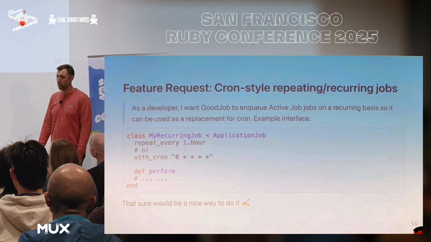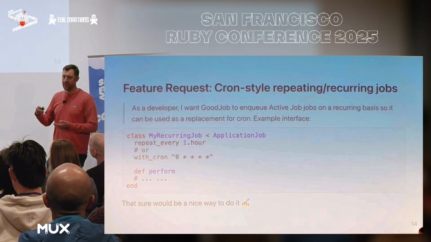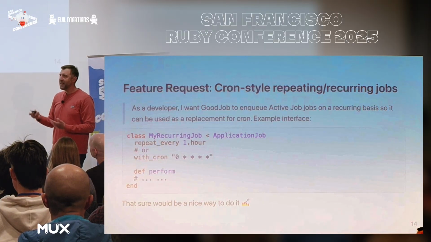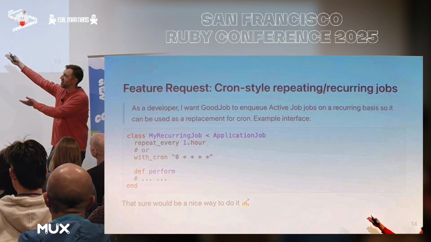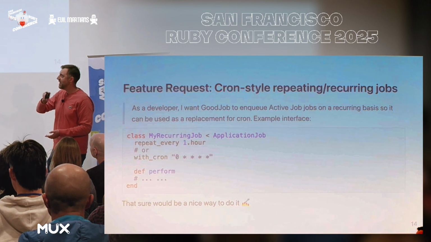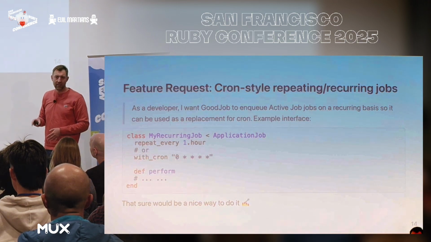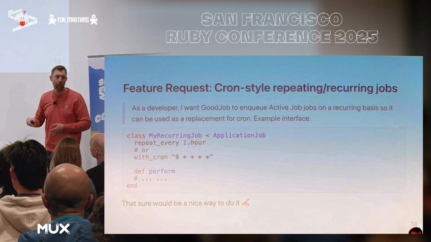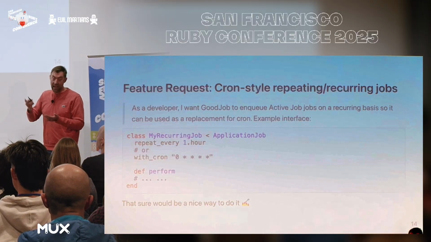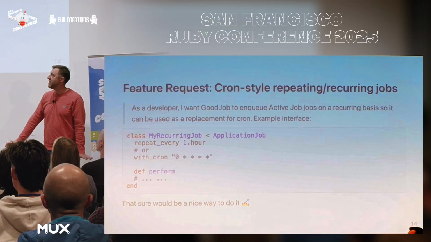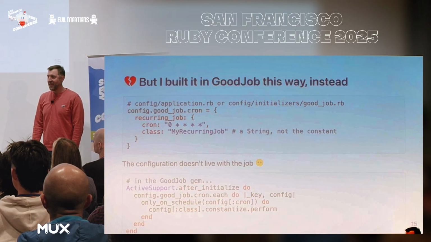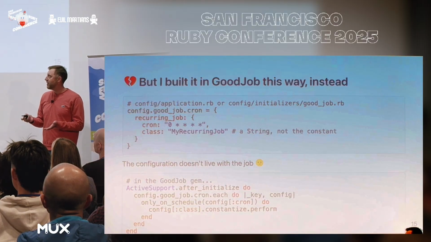So they wanted to be able to have jobs that Good Job would automatically enqueue on some sort of set schedule. And they proposed this very nice interface where it would be really cool if you had your job class, and then inside of that job class, you could just have a nice little DSL where you say, I want this job to repeat every hour, or I want it to run on the 0 minute of every hour. That would be 100%, I agree, a really nice way to do it, and I didn't do it that way. And this comes back to why didn't I do it that way?